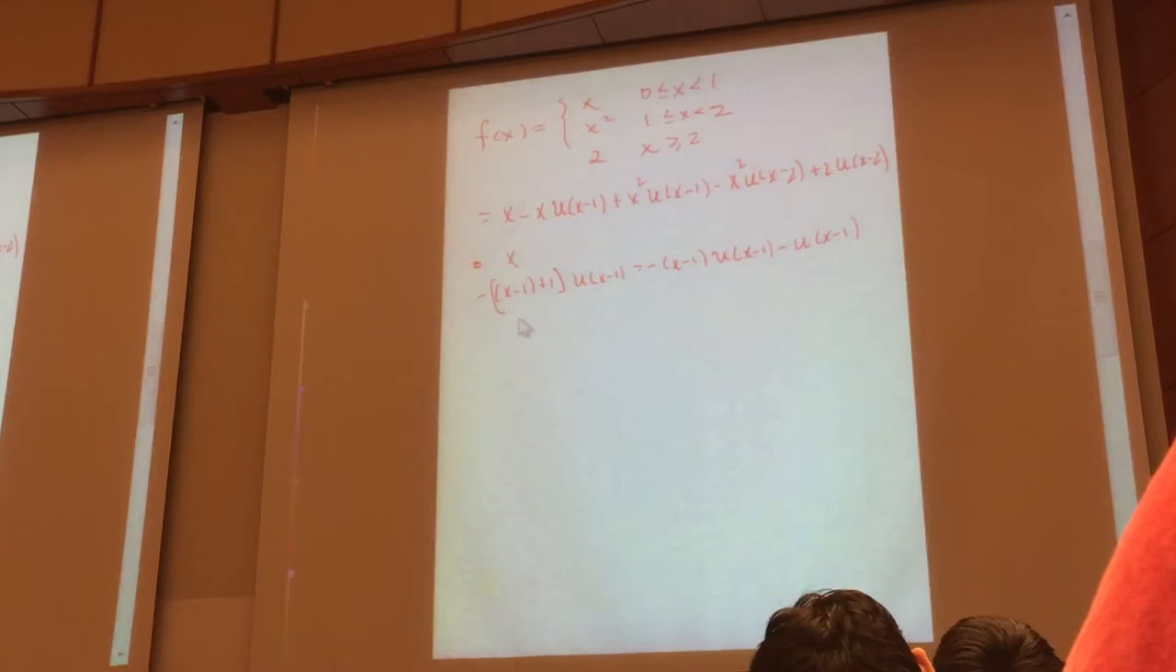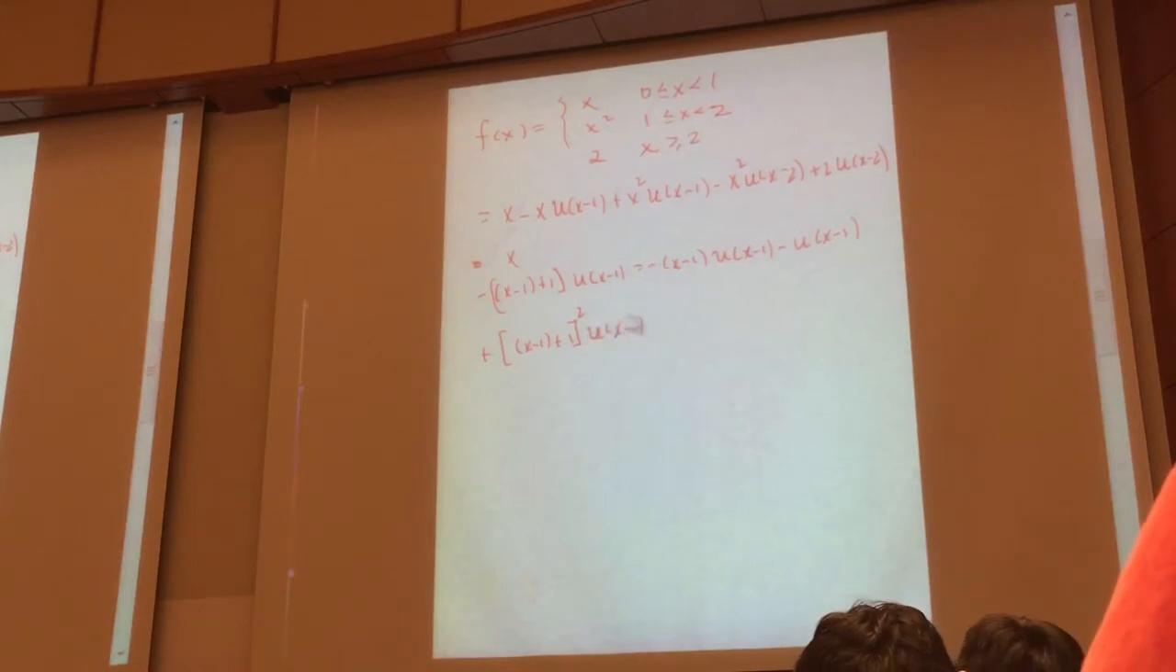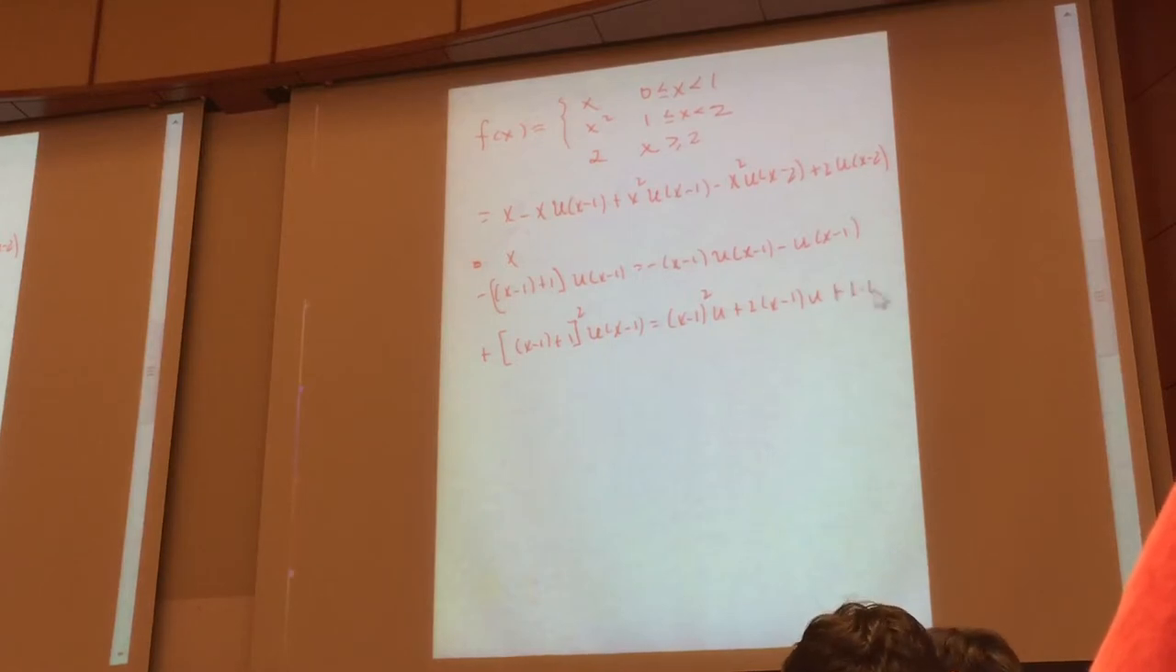So now we have plus (x minus 1 plus 1) squared u of x minus 1. That's this term, which is x minus 1 squared times u plus 2 times x minus 1 times u plus 1 times u.